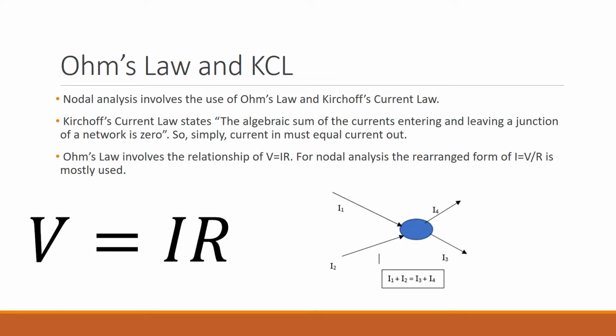In order to use nodal analysis, we must understand Ohm's law and Kirchhoff's current law. Kirchhoff's current law states that the algebraic sum of the currents entering and leaving a junction of a network is zero. So in more simple terms, current in must equal current out. This is associated with the law of conservation of energy. Ohm's law involves the relationship of V equals IR. For a nodal analysis, it is usually used in the form I equals V over R.